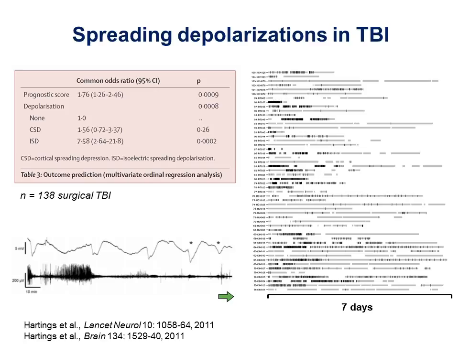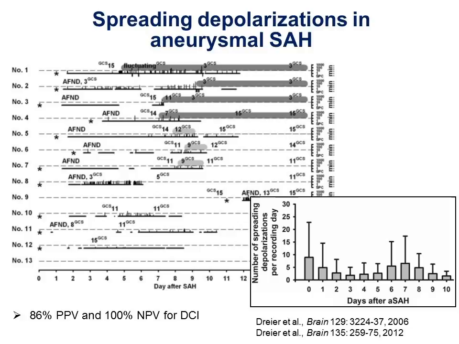In subarachnoid hemorrhage, depolarizations are even more common, 80% or so. But where the interesting dynamic lies in patients with ruptured aneurysms is in the time course, where we see a very clear bimodal distribution of events in time after aneurysm rupture, with an early peak and then a waning of activities and then an increase again around day 5 to 8, which is typically the time of delayed cerebral ischemia and new infarcts.